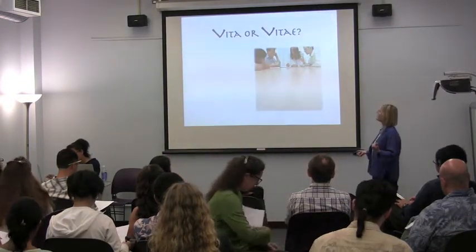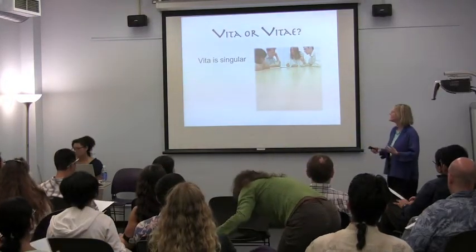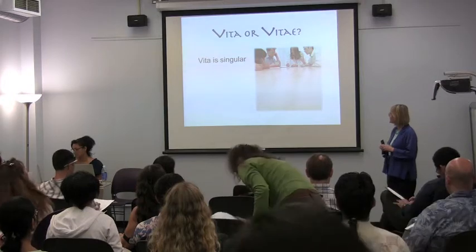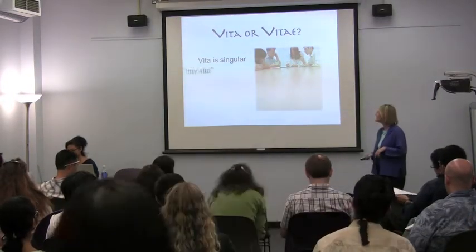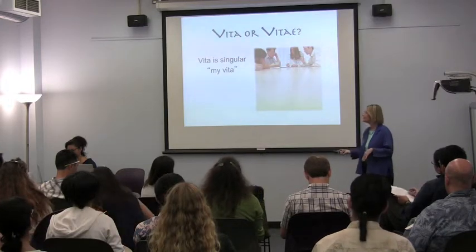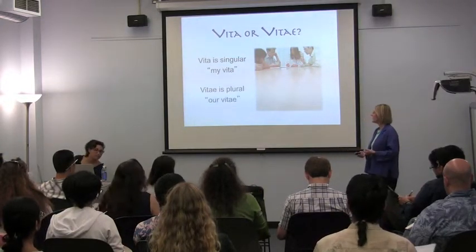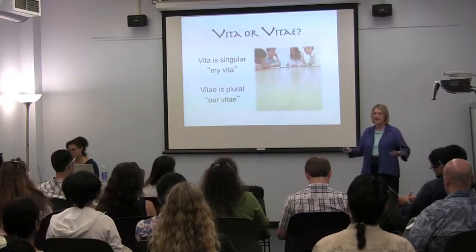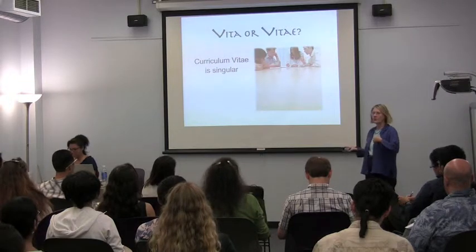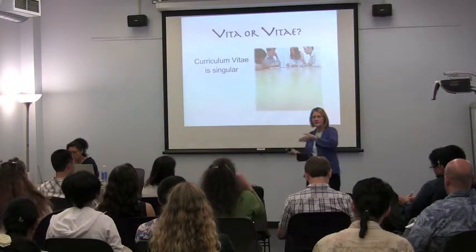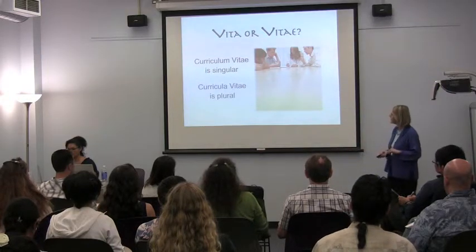Okay, first of all, what do you call the silly thing? Somebody talked to me about this one time when I was giving the workshop. So here's the way it works. Vita is singular, so you can say my Vita. But vitae is plural, so you can say our vitae. And then the problem is that once you add the word curriculum, it goes back to singular. I haven't quite figured out why the Latins did that.